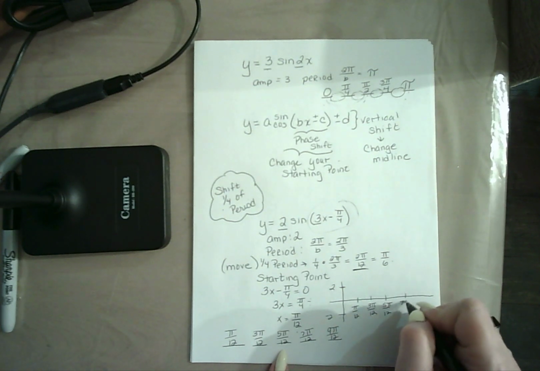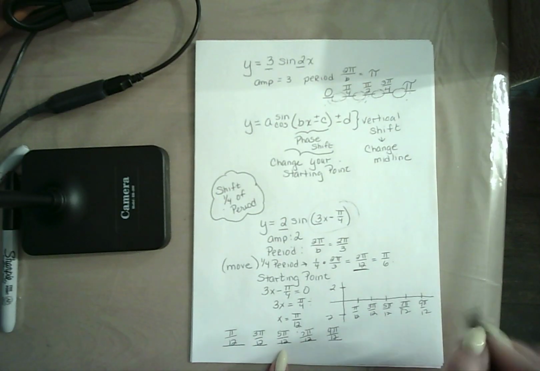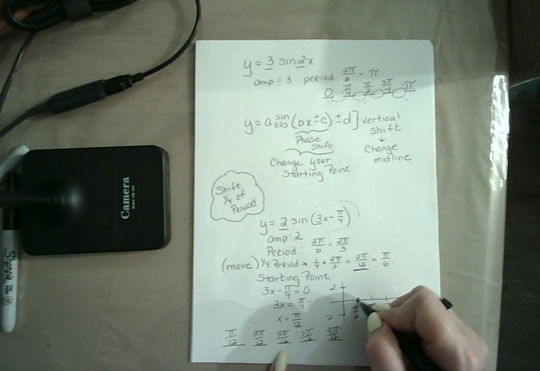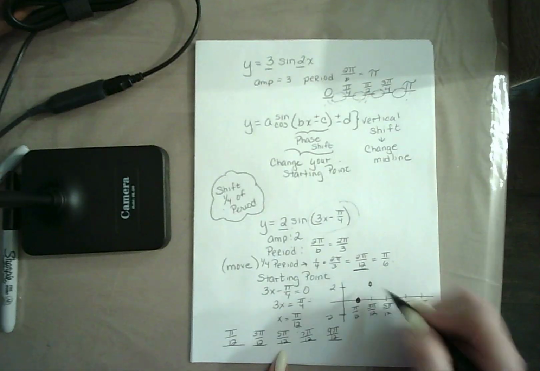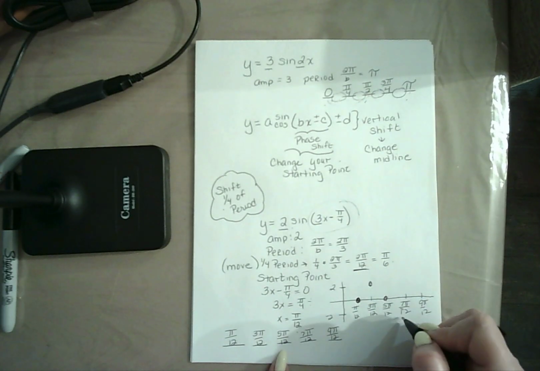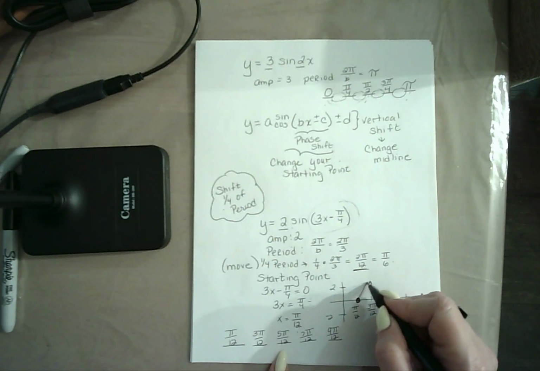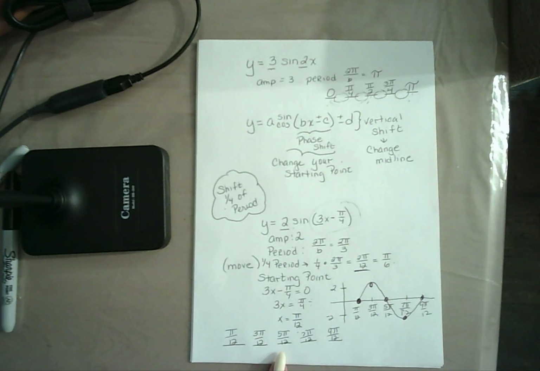Then 7 pi over 12. Sorry, and 9 pi over 12. It's a sine graph. Sine starts at the midline, so we're going to start here. It's a +2, so we go up to the amp, back to the midline, down to the negative amp, back to the midline. Now, in this video, I'm just showing you one curve, but you know you're supposed to do 2, and you would keep going.